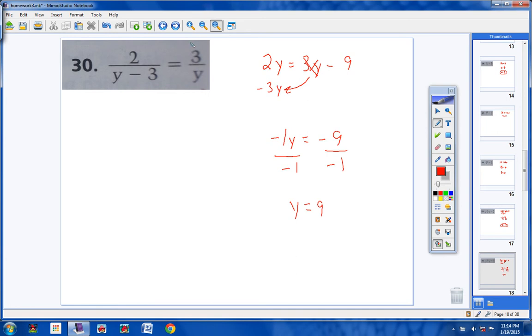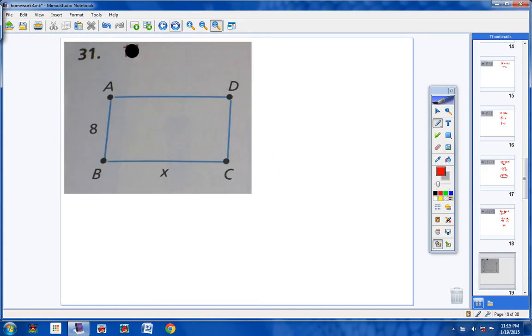Moving on to numbers 31 and 32, the directions say the ratio of AB to BC is 4 to 7. Let me write that down. The ratio of AB to BC is 4 to 7. Okay, now we're going to use that ratio right there for numbers 31 and 32.